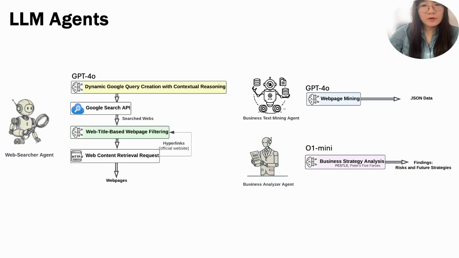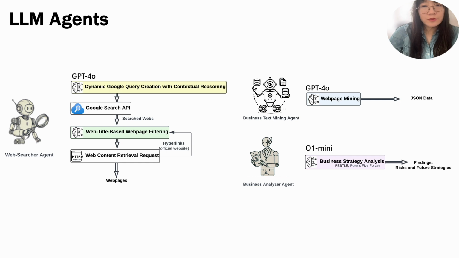The application is mostly based on 3 LLM agents. The web searcher agent can collect useful online data. Firstly, it can freely generate Google queries using LLM reasoning based on the current context. After Google search, then the LLM will help filter out unwanted URLs using web page titles, and eventually the selected web content will be requested and retrieved.